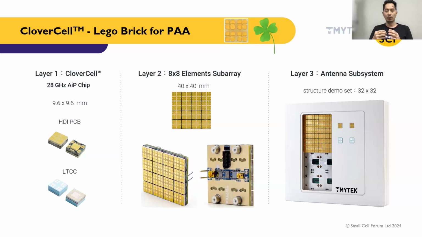This subarray contains all the high frequency material and also the up-down converter. So it's a very compressed module design that will minimize the design effort from the ODMs. And we use this subarray to again tile up into an antenna subsystem. On the right-hand side, we demonstrate this structure with a demo set. We have an L1 club cell, an L2 subarray, and we use the subarray to tile up a bigger array. This array can be any size, depending on your use case. And I will briefly describe the functionality of these layers. Next slide, please.